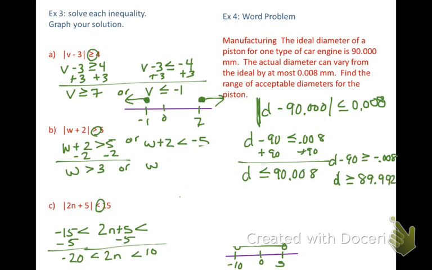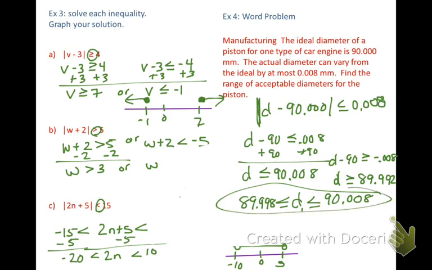89.992. Okay, so since the diameter will be between those two, remember it's between, so it's going to be 89.992 and 90.008. And here's your answer for that one. You do not need to graph the word problem. We're just finding the range. And this is the range your piston can be off by.